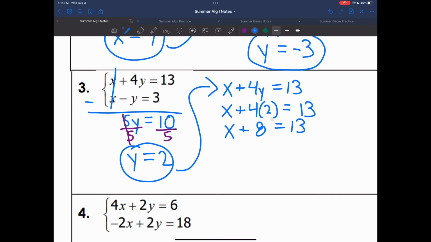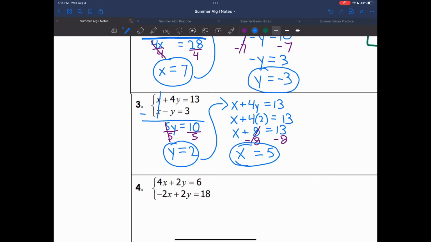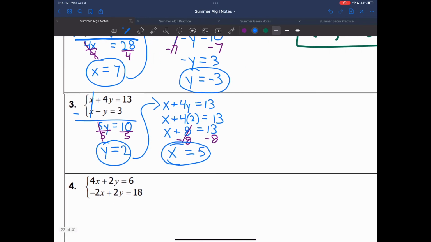And then last step to solve for x would be just subtract the 8 from both sides. So we get x equals 5. Okay, now you have both of them. Make sure you put them in the right order. That's the easiest part though. Make sure the x goes first, so 5, 2.